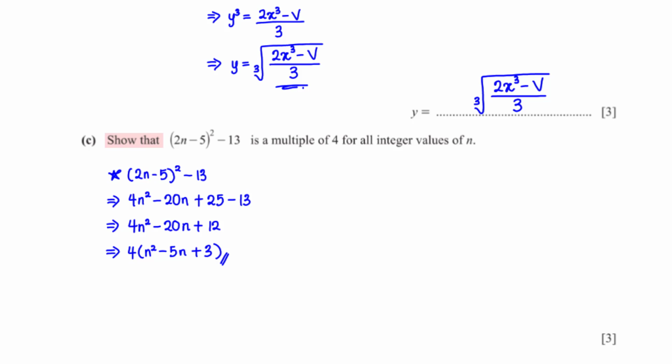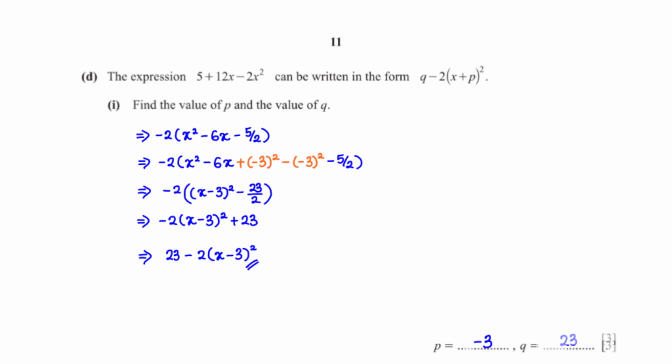Show that (2n minus 5) squared minus 13 is a multiple of 4 for all integer values of n. When we expand (2n minus 5) squared, we get 4n squared minus 20n plus 25. 25 minus 13 is 12. 4 is a common factor, so when we factor that out, we are left with n squared minus 5n plus 3. We've been able to show that the given expression is a multiple of 4 for all integer values of n.